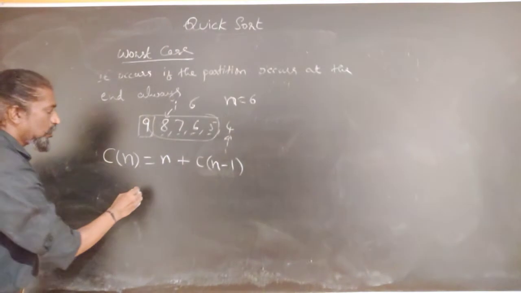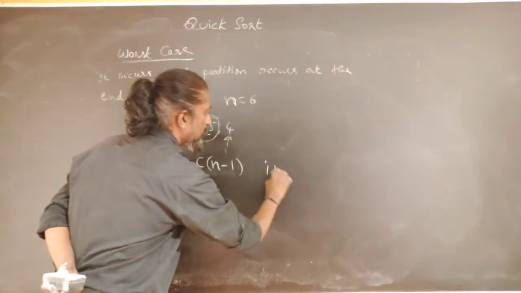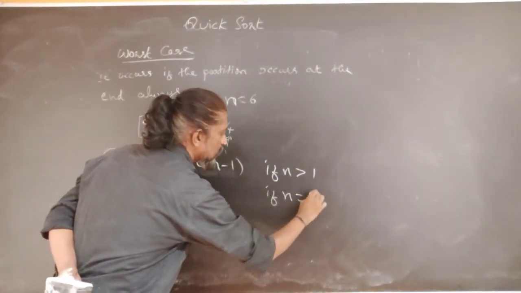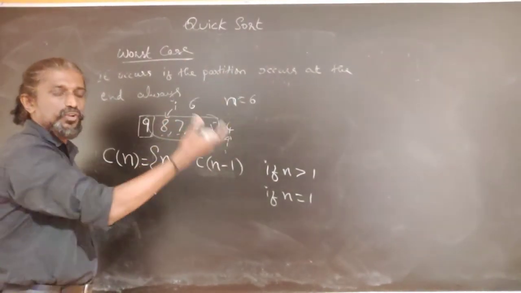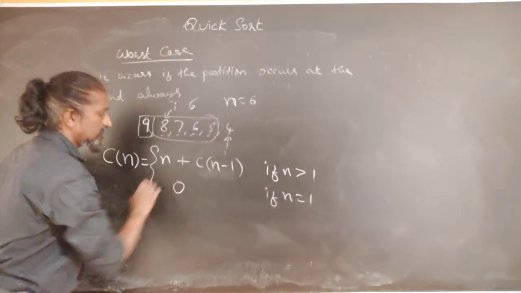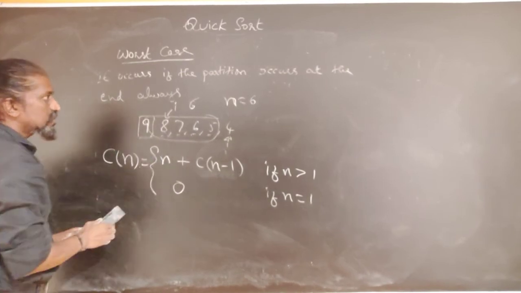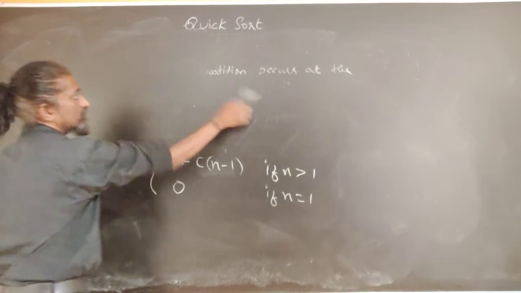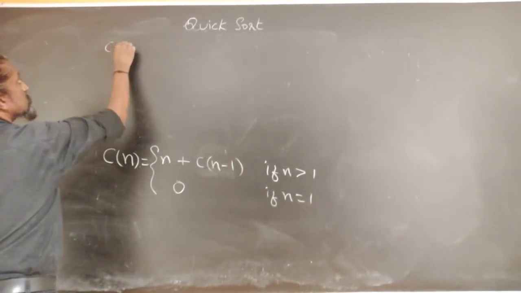Okay, and if the number of elements is greater than 1, we continue; if the number of elements is equal to 1, then we are not going to do any comparison at all. In the tree we saw, when there is only one element, we don't do anything, we leave it because that element is already in the sorted position. So it is equal to 0. So this we need to solve. We can solve it by the method of backward substitution.